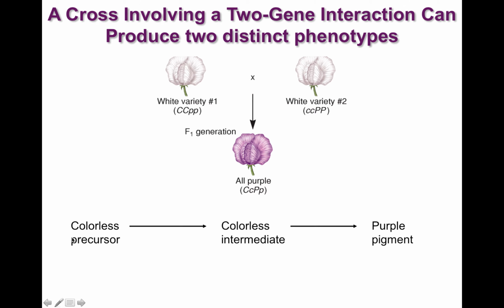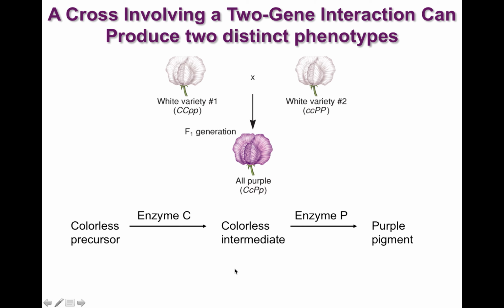So you start with a colorless precursor, and you turn that into a colorless intermediate, and then you turn that colorless intermediate into a purple pigment. And these steps each require their own enzymes, which are the product of two distinct genes. So you have enzyme C, which will convert the colorless precursor into a colorless intermediate. And you have enzyme P that will take the colorless intermediate and turn it into a purple pigment.